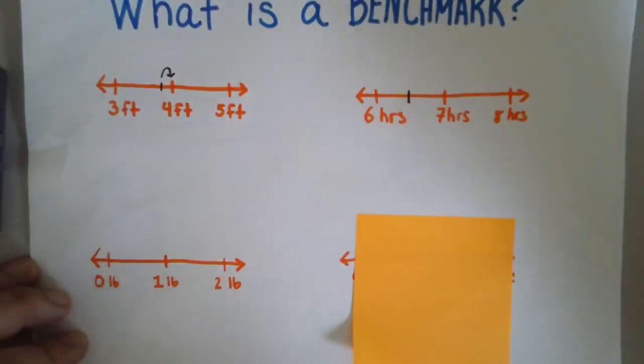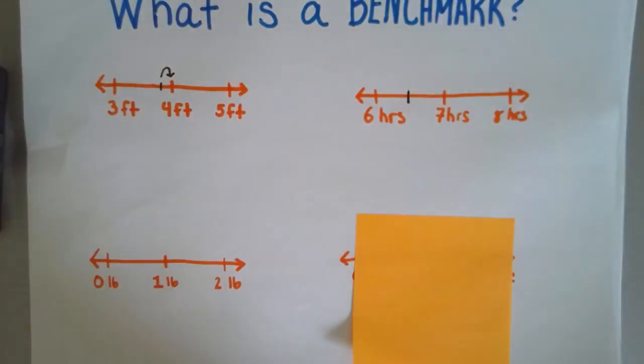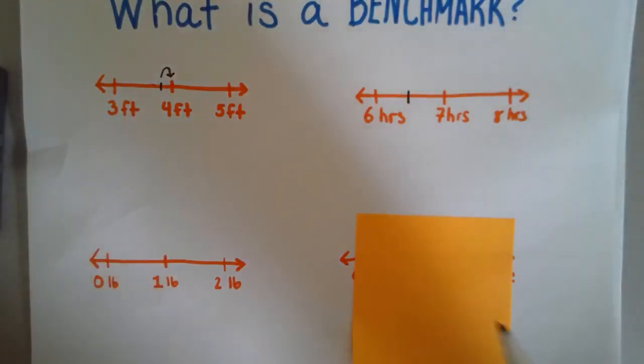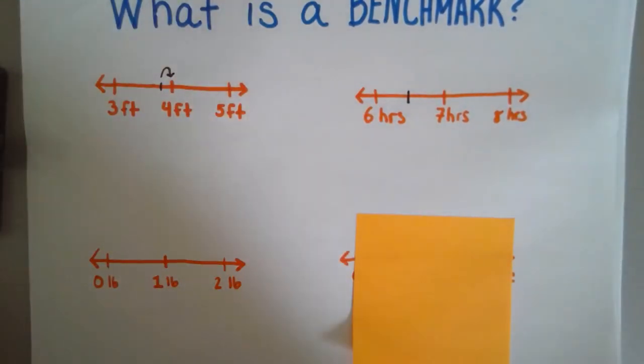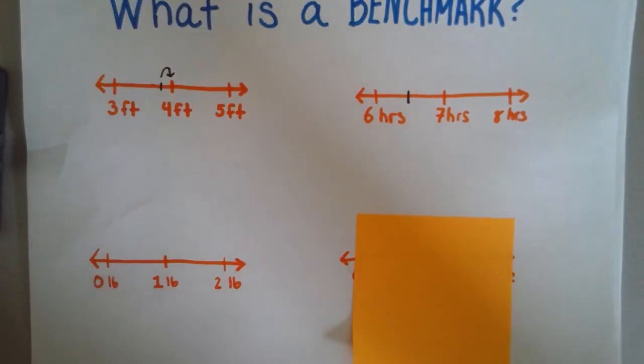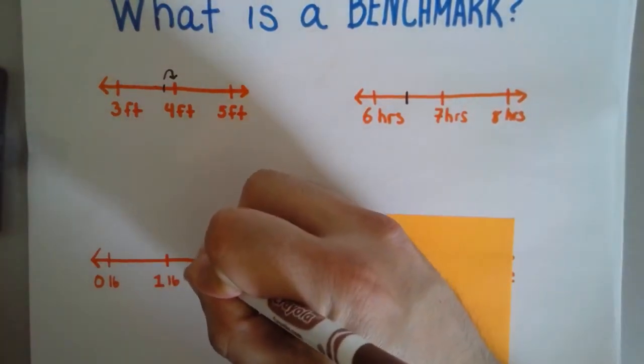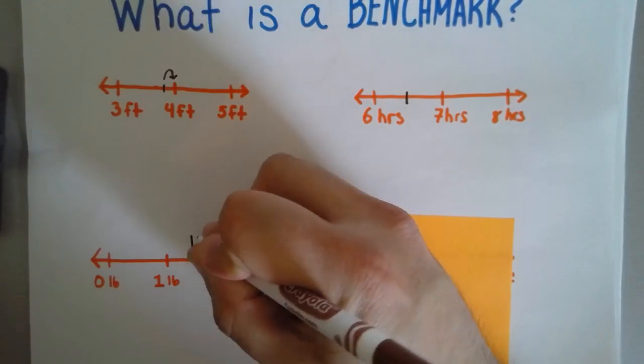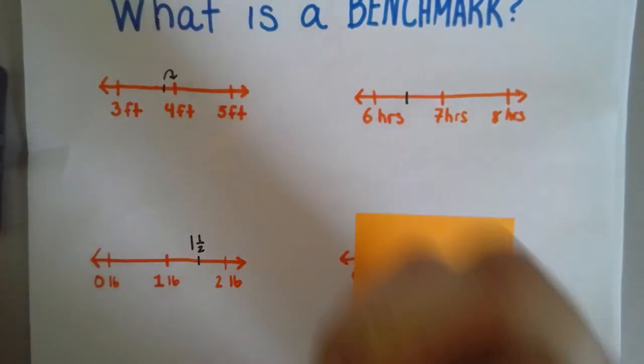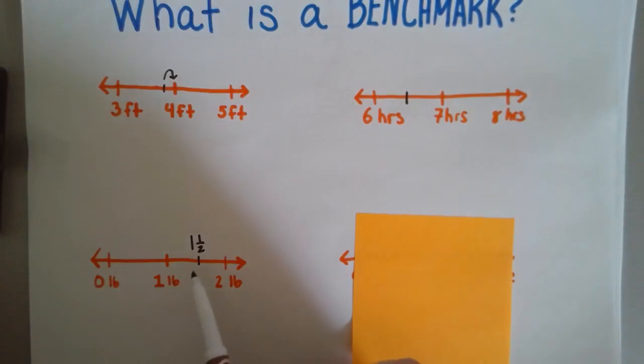Another good example is looking at weights. If I'm going to the deli counter at my supermarket and I want to get some cheese, let's say, or some turkey, whatever it is that you happen to be buying, you can say that maybe you want 1.5 pounds of something. And I can even write that right here. And I can use a fraction to help me. And I can tell that 1.5 pounds is right in between the benchmark of 1 pound and 2 pounds.